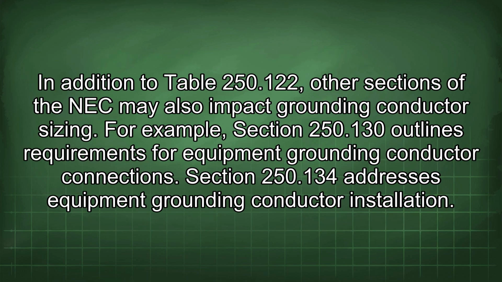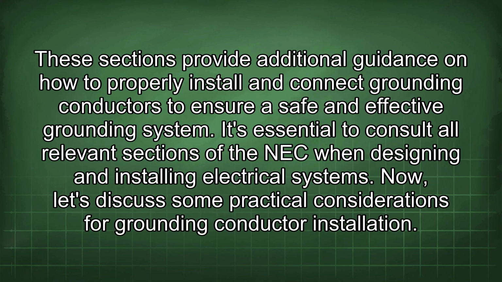In addition to Table 250.122, other sections of the NEC may also impact grounding conductor sizing. For example, Section 250.130 outlines requirements for equipment grounding conductor connections. Section 250.134 addresses equipment grounding conductor installation. These sections provide additional guidance on how to properly install and connect grounding conductors to ensure a safe and effective grounding system. It's essential to consult all relevant sections of the NEC when designing and installing electrical systems.